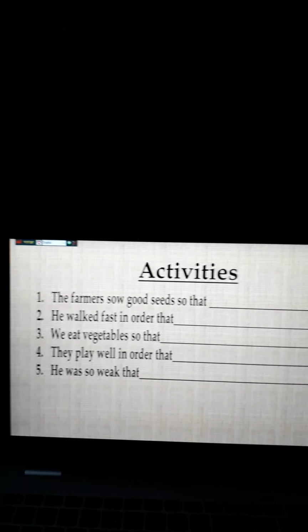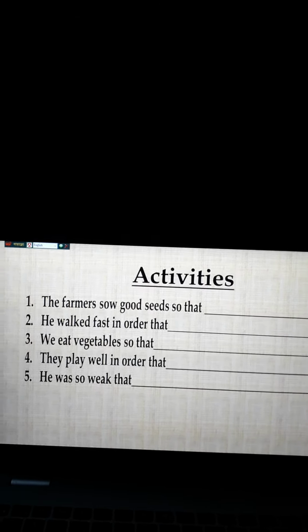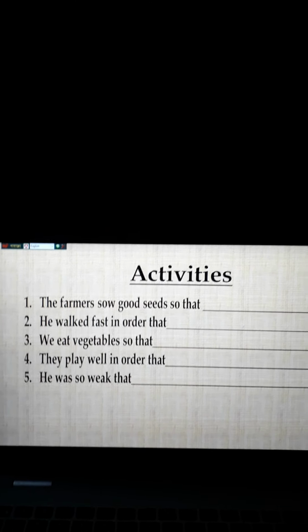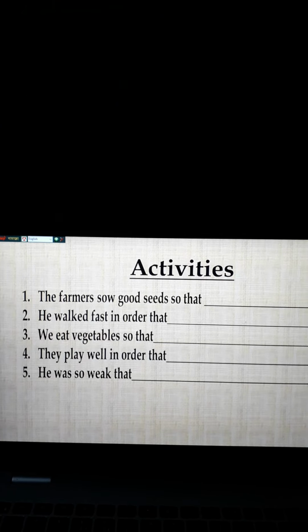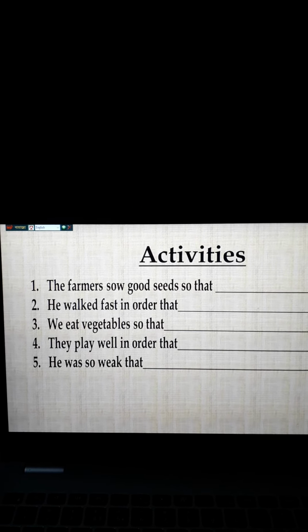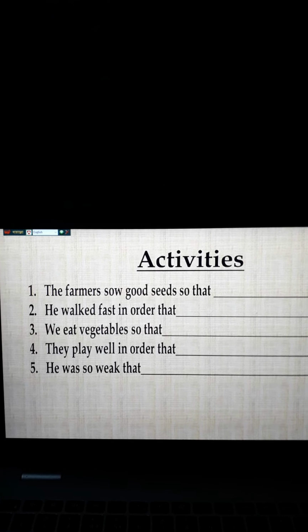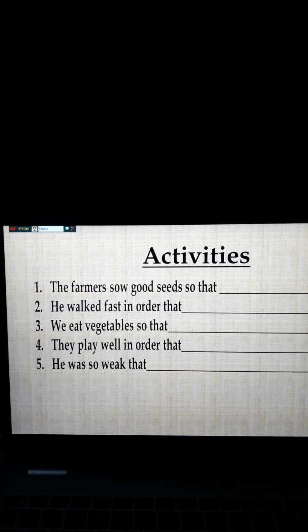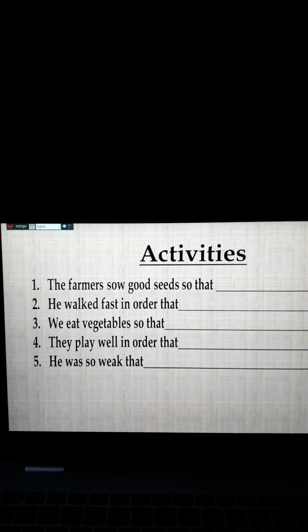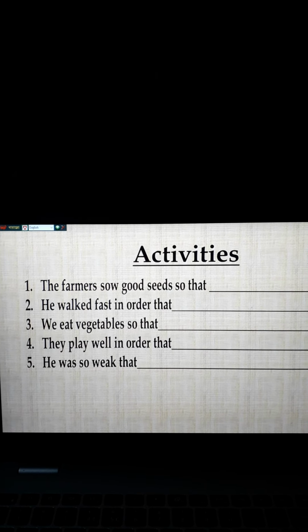Activities. This is for your homework. The farmers sow good seeds so that dash. He walked fast in order that dash. We eat vegetables so that dash. They play well in order that dash. He was so weak that dash.